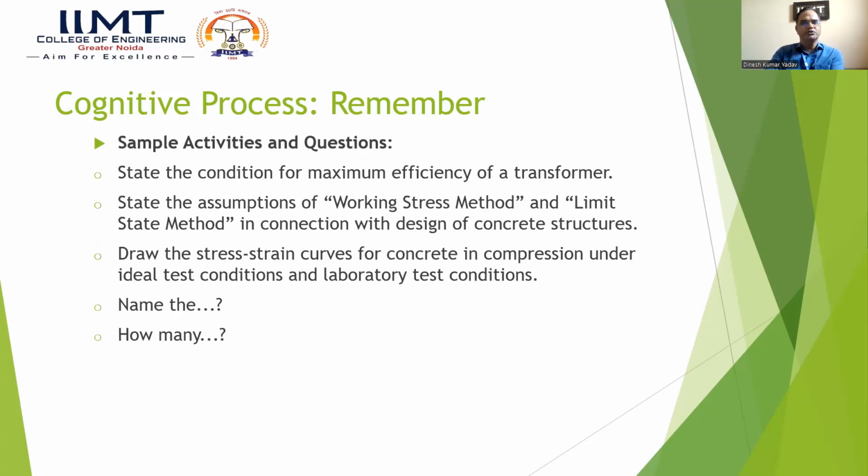These are some of the sample questions, sample activities, from the remember cognitive level. You can ask the learner to state the condition for maximum efficiency of a transformer. Now the maximum efficiency of a transformer has already been calculated. It is already mentioned in the textbooks, and the user just has to reproduce that information. Nothing new he has to do. He just has to reproduce whatever he has learned.